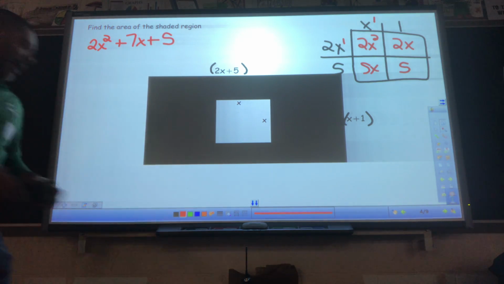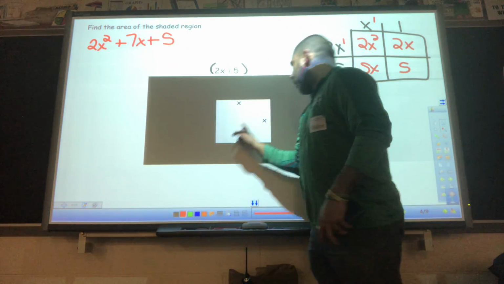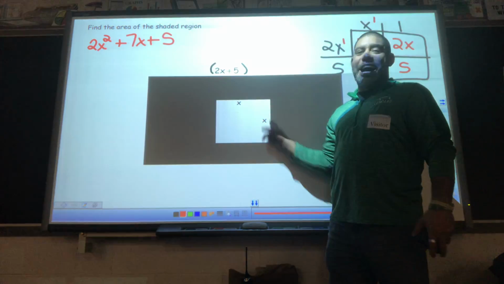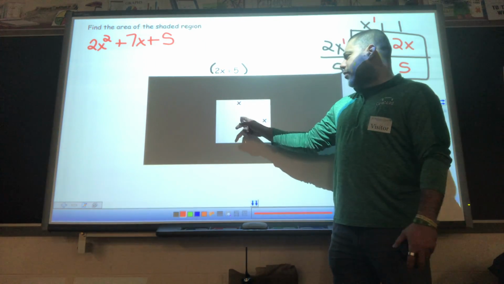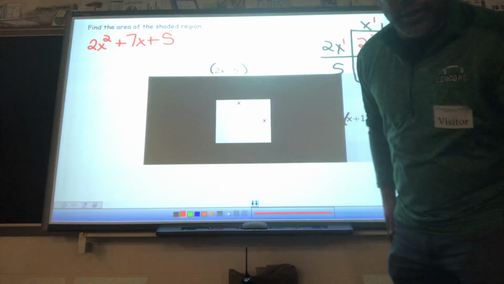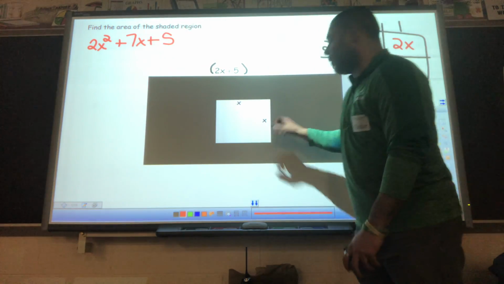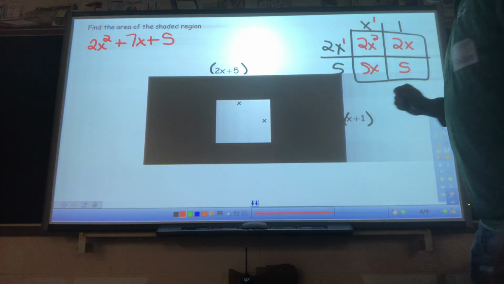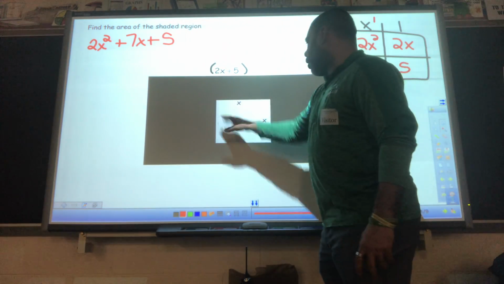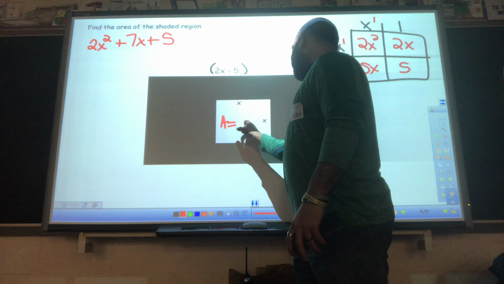The problem is that's not my answer. Okay? This middle part is not shaded in. So I have to take away that area. Now, just in case you couldn't see it, hopefully you could, these are x's. I should have probably mentioned that at the beginning. Those are x's. So the area of the small box, we have x times x.